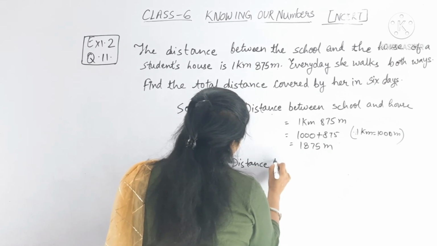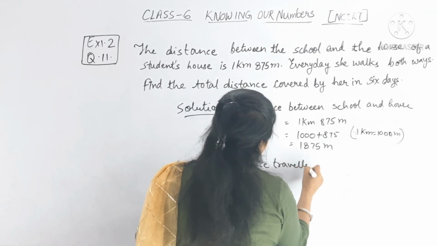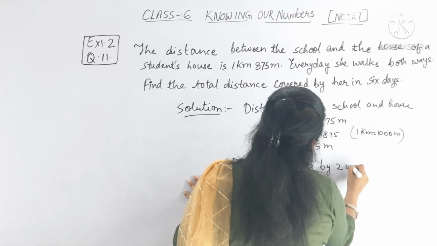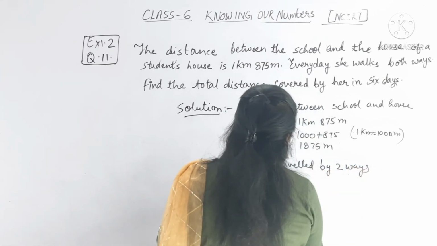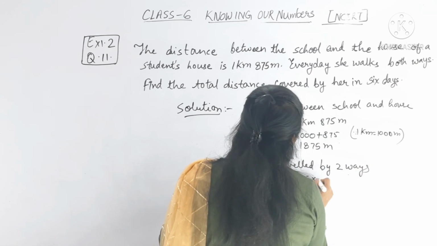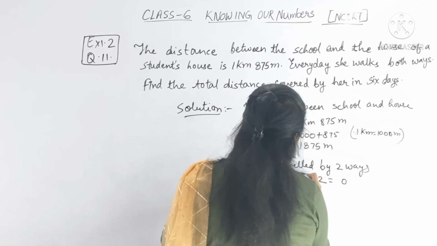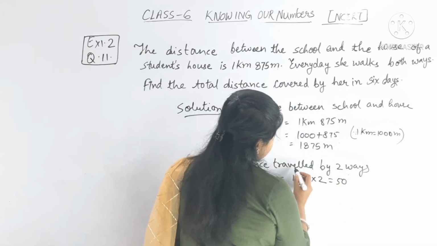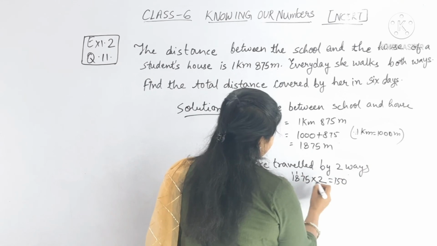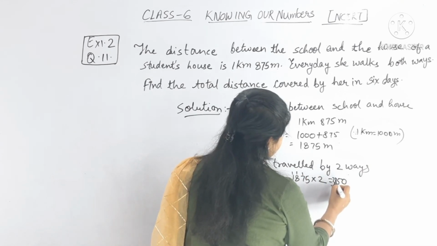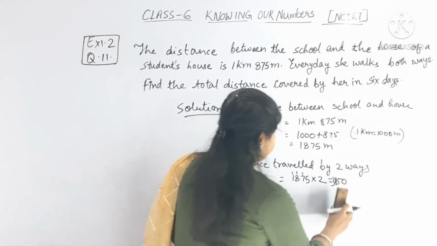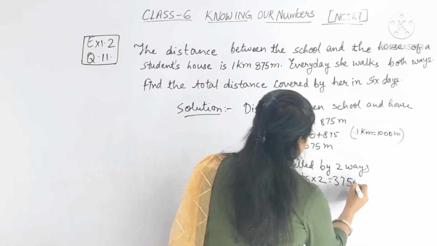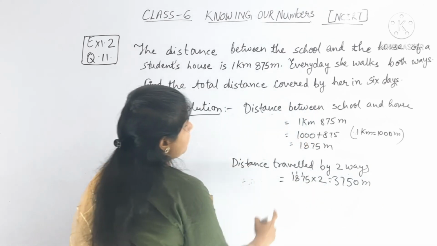Distance traveled both ways, means 2 ways, is equal to 1875 into 2. That is 2 5s are 10, 7 2s are 14, plus 1 is 15, 8 2s are 16, plus 1 is 17, 1 2 is 2 and 3. So I am getting 3750 meter by both ways.